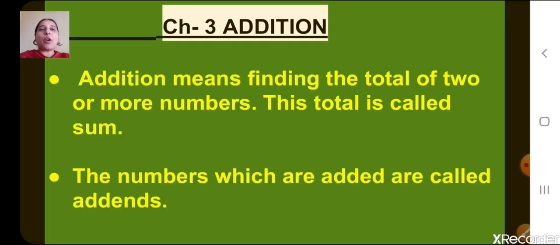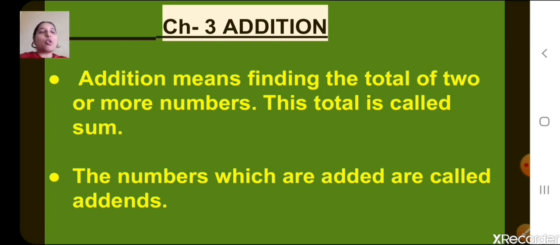So first of all, what is addition, children? Addition means finding the total of two or more numbers. This total is called sum. When we add two or more numbers, that is called the sum. Point number 2 is the numbers which are added are called addends.